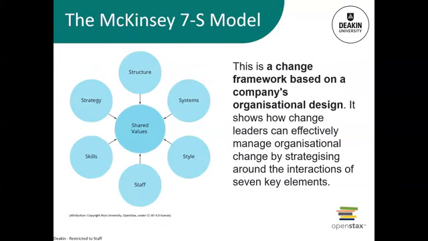Now, looking at some of the theory around this, this is the McKinsey 7S model. What McKinsey was looking at was how you can change what's happening inside organizations. This shows how change leaders can effectively manage change by having strategies about what's going on inside the firm and by focusing on the interactions of different elements like the structure, which is what we talked about just now, as well as things like the systems, the style, the staff, the skills and strategy of the organisation. So all of these revolve around and are interconnected with those shared values.